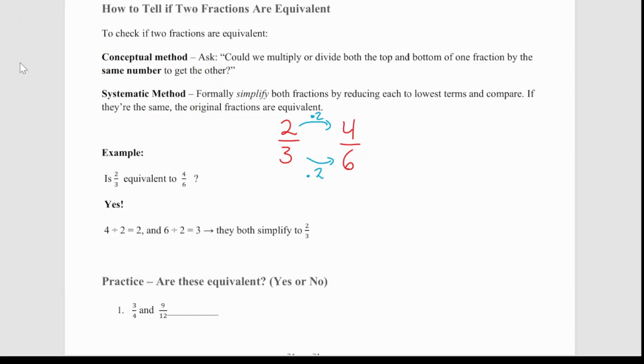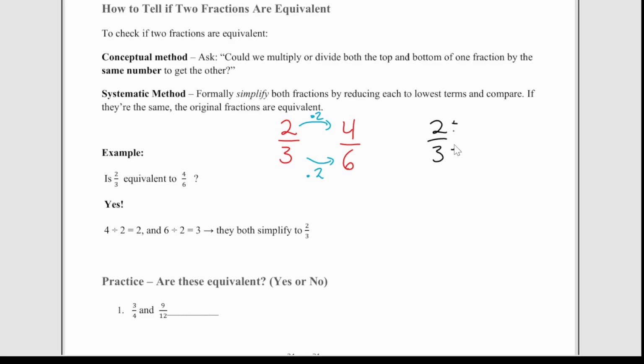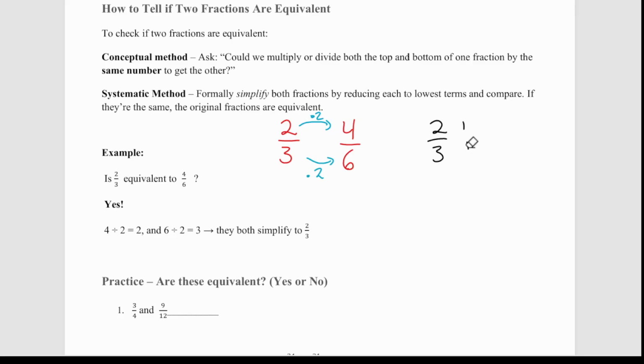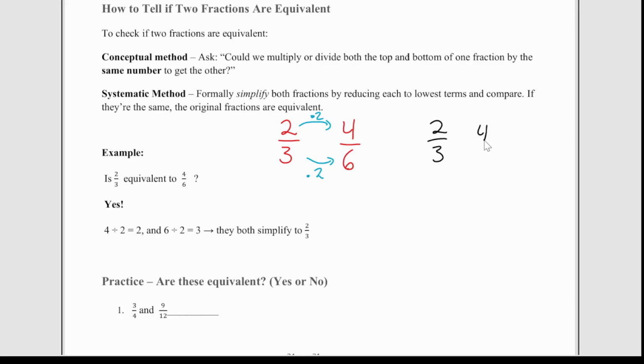If that wasn't immediately sticking out to you, the more systematic way you can do it is simplifying both of these fractions. So for 2/3, I want to see if there's something I can divide both the top and the bottom by. In this case, the only thing that both of those are divisible by is 1, so 2/3 is already simplified. However, 4/6, if I check if there's something I can divide both the top and the bottom by, I can divide both the top and the bottom by 2. 4 divided by 2 gets me 2. 6 divided by 2 gets me 3, so 2/3. Oh my gosh, they must be equivalent fractions.